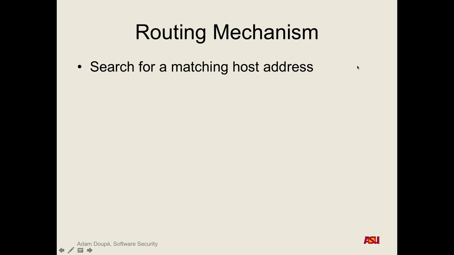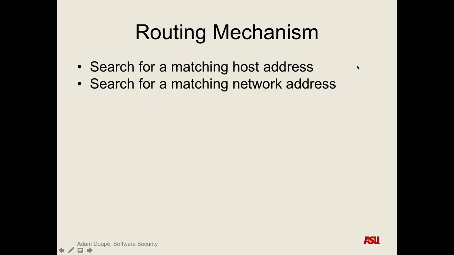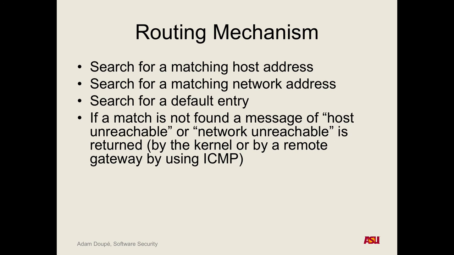So yeah, you see, do any hosts match? Do any network addresses match? Then you search for a default entry, and you do it just as we talked about. If there's no route, has anybody ever seen this? When you're trying to access the internet, or you're trying to run a ping, and you get a host unreachable or a network unreachable, this would be one of two things. A, either your kernel has no route to the host. Maybe your DHCP hasn't worked, you don't even have an IP address, so it has no way to talk to the host. Or maybe your gateway.